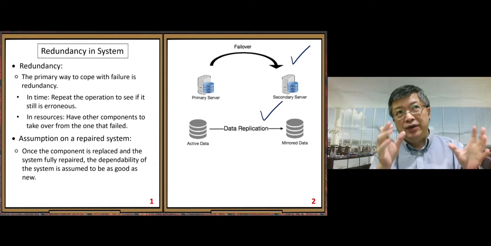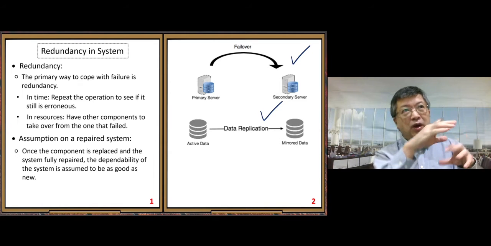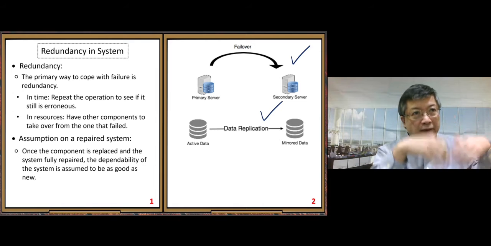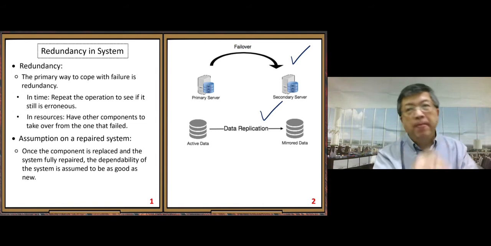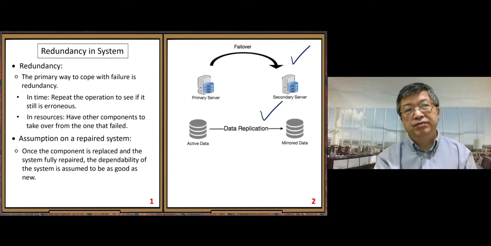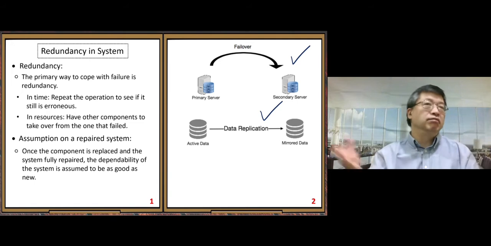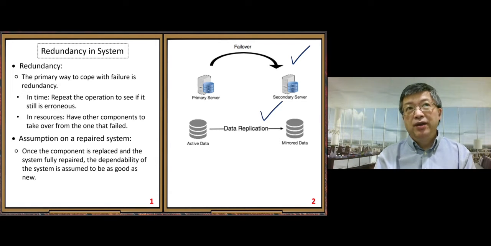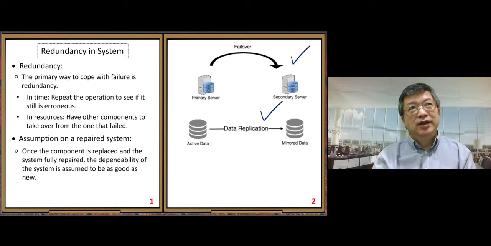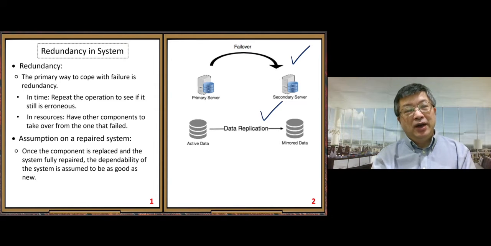So you fix the problem, you replace some bad part, and make it work again, then we assume we have a new system, as good as a new one. So that's the assumption. The reason is we want to make the whole thing as simple as possible, right?